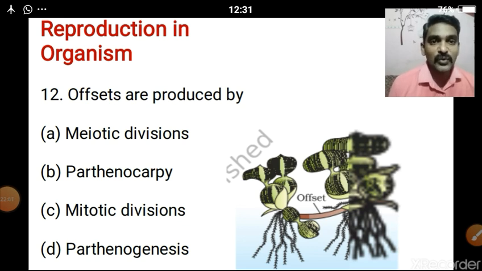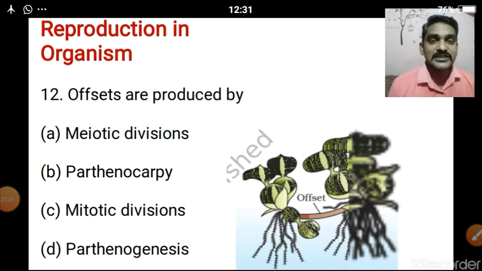In the case of fruit, carpy means carpels, the female part in the flowers. So parthenocarpy means development of fruit without fertilization. Meiotic divisions occur in the sexual mode of reproduction only, where the gametes are produced as a result of meiotic division. Later these gametes fuse together to form a zygote. That is sexual reproduction, whereas offsets come under the asexual mode of reproduction, that is vegetative reproduction in plants.